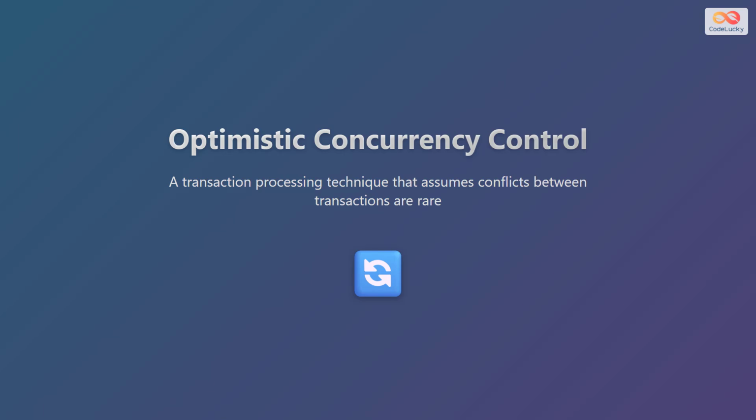This video explains Optimistic Concurrency Control, also called OCC. It is a transaction processing technique that assumes conflicts between transactions are rare. In other words, it's an approach that optimistically assumes the best-case scenario, where multiple transactions can proceed without interfering with each other.